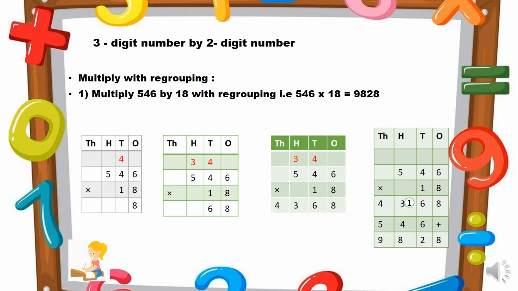Let us do 3-digit number by 2-digit number. Multiply 546 with 18. You will get the product 9828. Dear children, this is a little bit complicated, so listen to me carefully, then you do it by yourself. First we need to place the given numbers in the respective place values correctly. 546. 5 is placed at the 100 place, 4 is placed at the tens place, 6 is at the ones place and 18 is the multiplier. 8 is placed at the ones place, 1 is placed at the tens place.